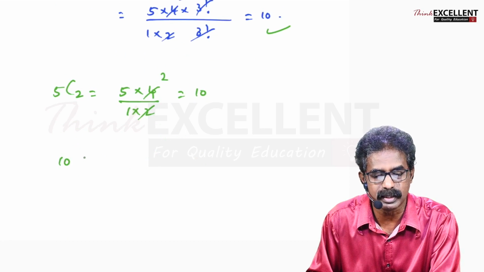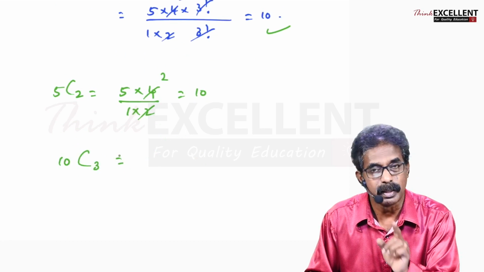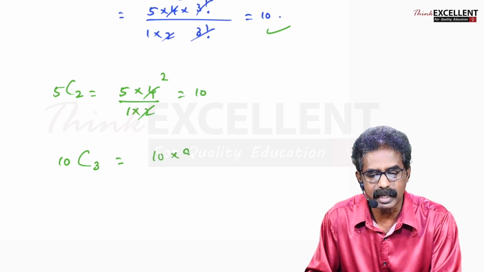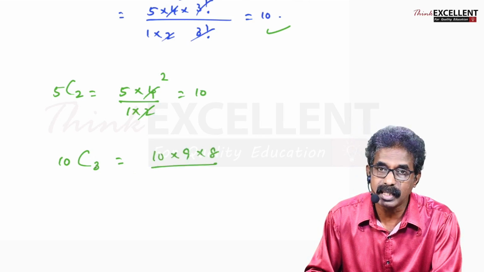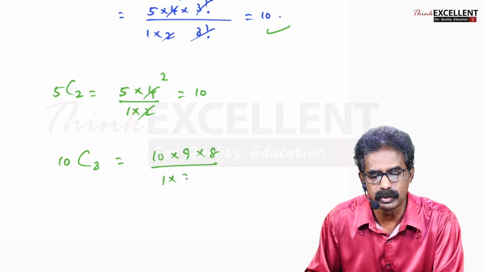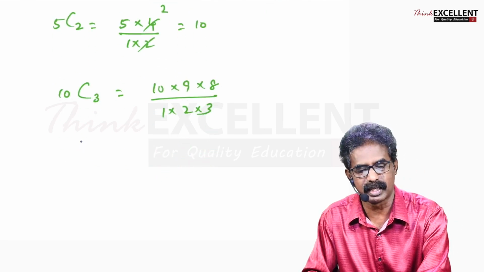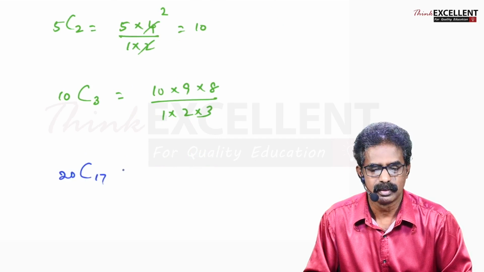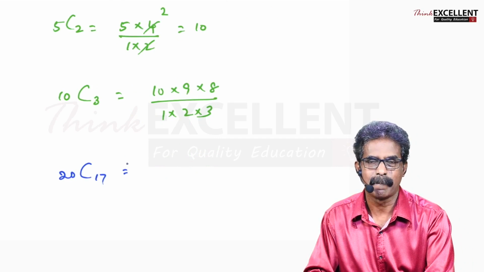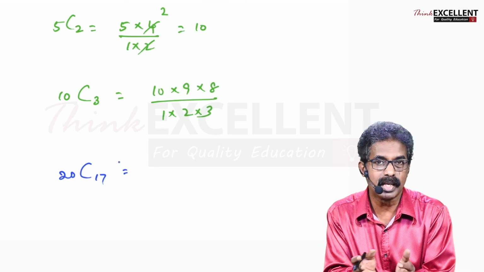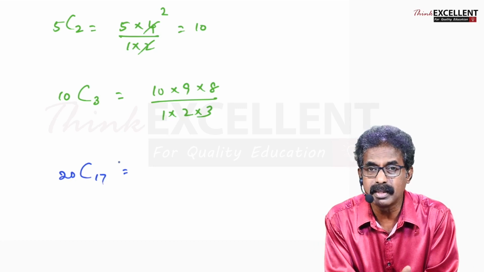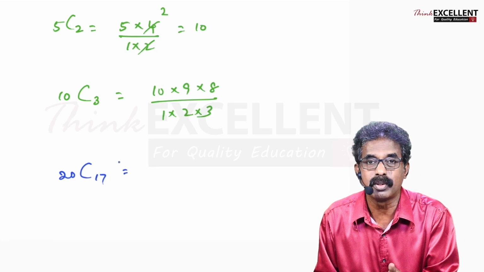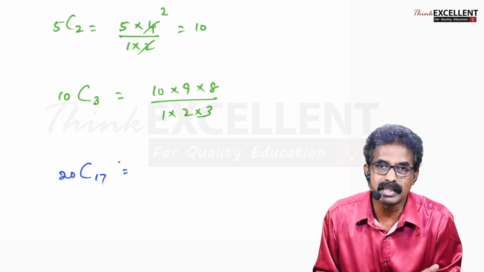Now please listen, what is 10C3? Permutation means 10 into 9 into 8. Combination means 10 into 9 into 8 by, since 3 is there, 3 factorial, 1 into 2 into 3. So you know how to simplify that, right? Suppose 20C17. First we studied the formula. In some cases the formula may be a little lengthy, so we got an easy method. But even that easy method is not easy here, because 20C17 means you start with 20, reduce 1 by 1, and write 17 times. In the denominator you write 17 factorial.